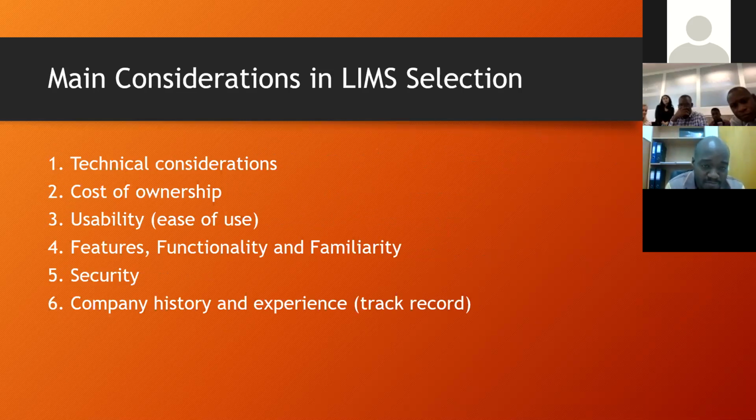Right. These 6 points that we are seeing there are the main considerations that you need to consider for you to get a proper LIS. So there are different technical considerations that you need to look at.